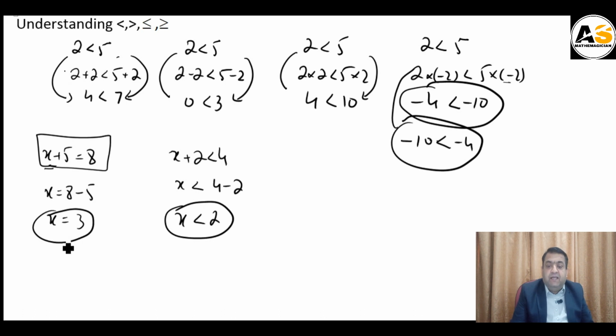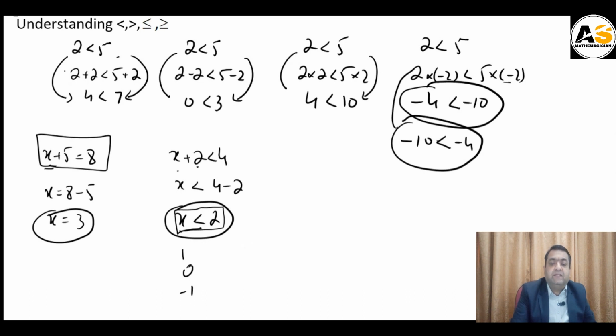In case of a linear equation, we get one value of x which satisfies the equation. But in case of an inequality, the value of x is not unique. If I put x is equal to 1, 1 plus 2 is less than 4, the inequality is satisfied. If I put x is equal to 0, 0 plus 2, 2 is less than 4, the inequality is satisfied. If I put x is equal to minus 1, minus 1 plus 2 is equal to 1, which is less than 4, again the inequality is satisfied. What does that mean? All those values of x which are less than 2 are solutions of this inequality.